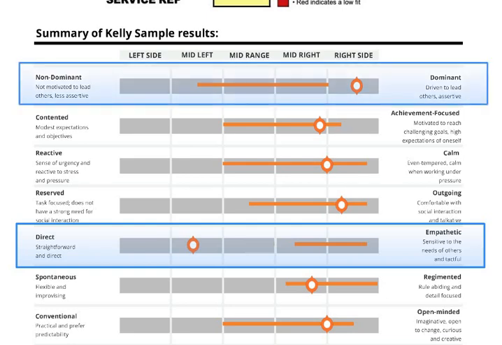Her score on direct versus empathetic is particularly notable, as again the benchmark is quite narrow and far right. However, the candidate has scored in the mid-left. So what this is telling us is that as a customer service rep, it is critical to be sensitive to the needs of others and tactful in your communication with them. However, Kelly prefers to communicate in a more straightforward and direct manner. Now, this doesn't necessarily mean that she is unable to communicate in a sensitive and tactful way, but rather that it requires more awareness and energy to do so, since it is not her natural tendency.